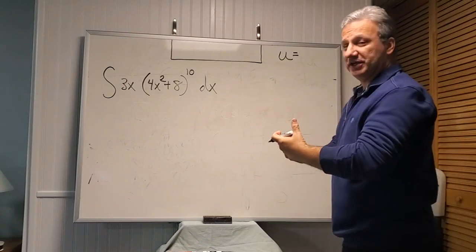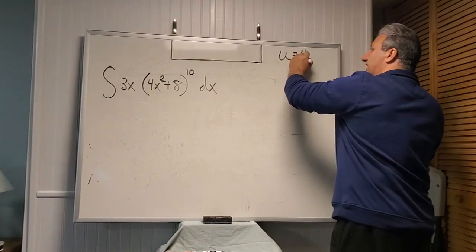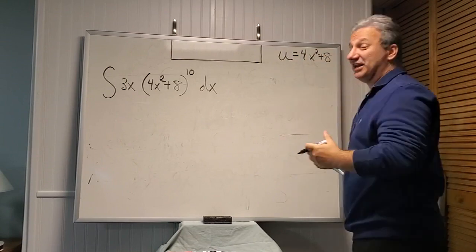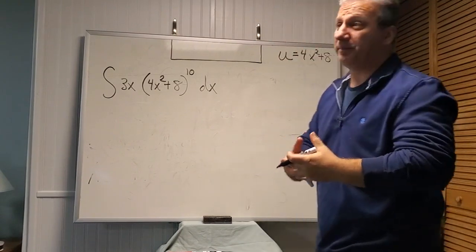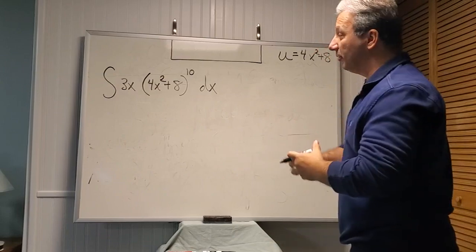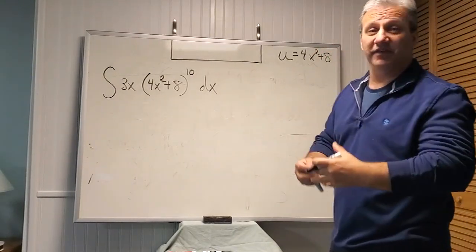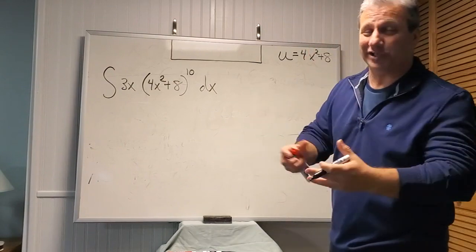Now how do I pick my U? There's a bunch of ways of picking U. The typical but not guaranteed way. I can't guarantee anything when it comes to integration. It's all about best practice. The typical way, or best practice, would be what's inside the parentheses. So let me try it. If it doesn't work, that tells me I didn't pick the right U.